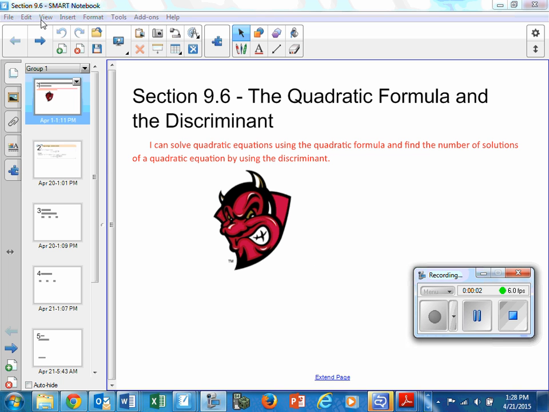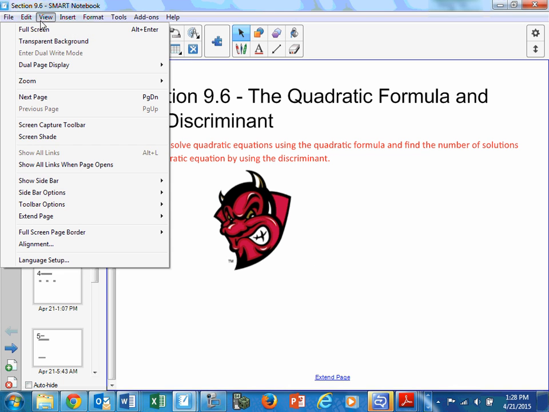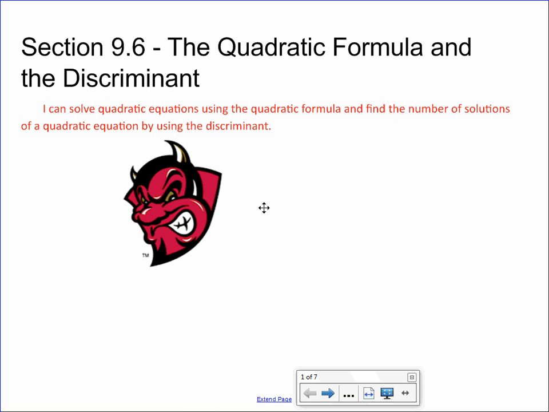Okay, today we're going to be looking at section 9.6, which is the quadratic formula and the discriminant. Hopefully by the end of this section you can say that I can solve quadratic equations using the quadratic formula and find the number of solutions of a quadratic equation by using the discriminant.